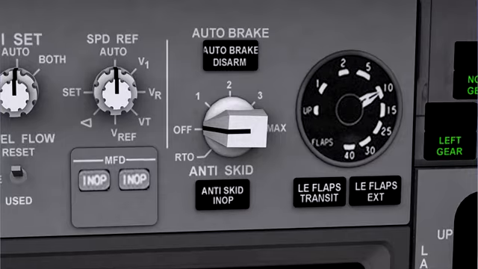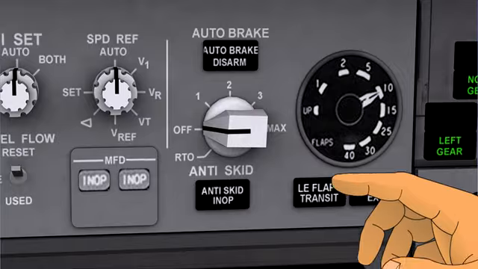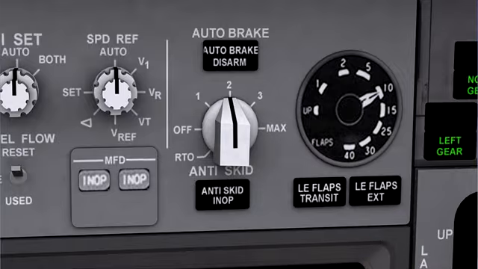On systems with a rotary selector, the landing auto brake system is armed by selecting one of the deceleration rates on the auto brake selector. The system is now armed, provided the anti-skid system is serviceable and the normal brake system is being used. If these parameters are not met, then the auto brake disarm light will illuminate.